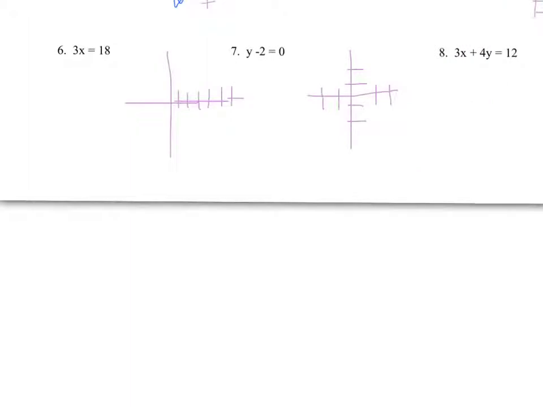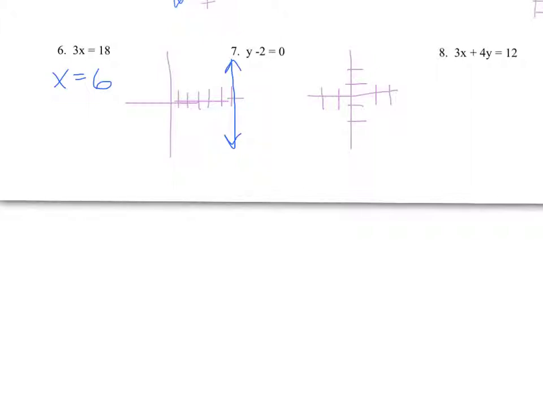For number 6, 3x equals 18, we have to do a little bit of work before we graph. So first I'm going to just divide both sides by 3 to get x equals 6. So now I'm ready to graph this line. And since I have an equation that's x equals, I know that I have a vertical line that goes through 6 on the x-axis.